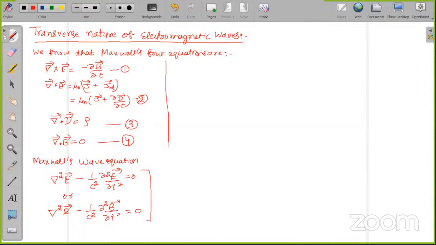Then let me call this set of equations as equation number 5, where c was 1 by square root of mu 0 epsilon 0, that is speed of light or speed of EM waves in vacuum.